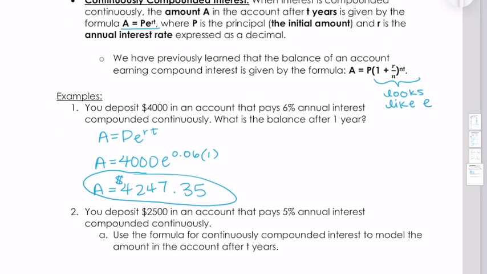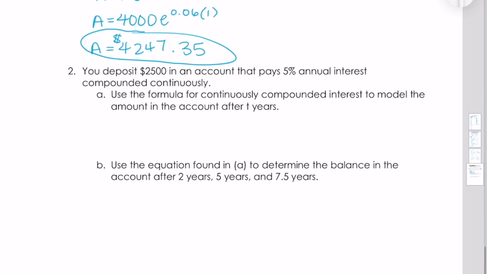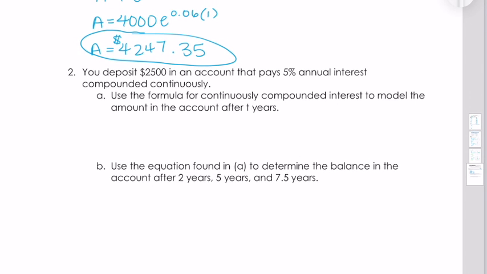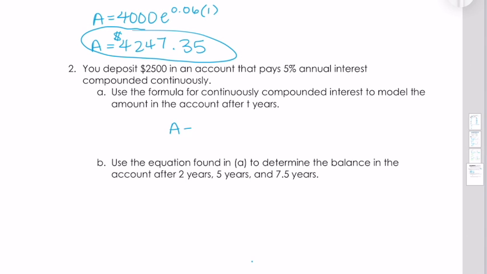All right, moving on to number 2, our last problem. You deposit $2,500 into an account that pays 5% annual interest. So $2,500 is your principal, or your initial amount. e to the 0.05 is our rate. And the first thing just says to write the formula for t years, and then we'll plug in for t in letter B. So for this one, I want to find out how much is in the account after 2 years, 5 years, and 7.5 years.